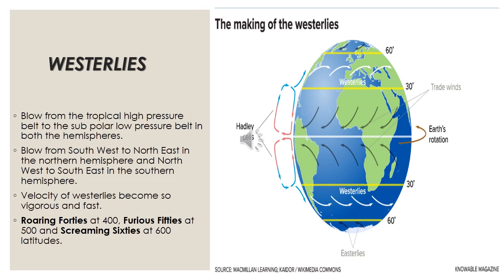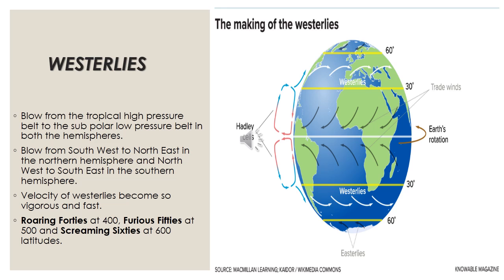Then westerlies. The westerlies are also permanent winds that blow from the tropical high pressure belt to the subpolar low pressure belt in both hemispheres. So they blow from the tropical region to the subpolar region. They blow from southwest to northeast in the northern hemisphere and northwest to southeast in the southern hemisphere.